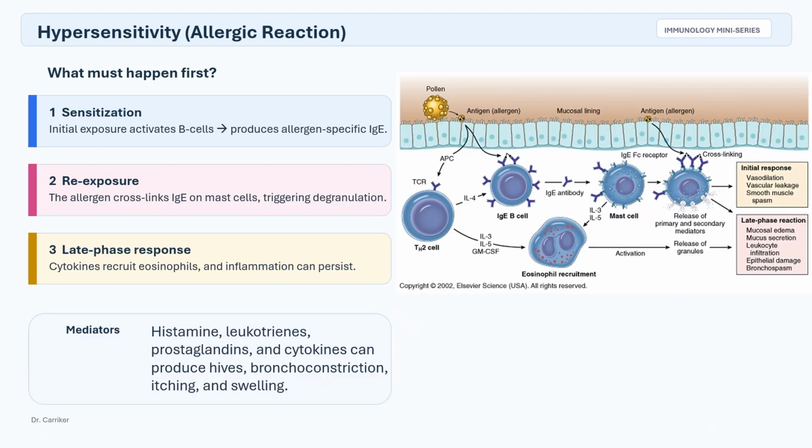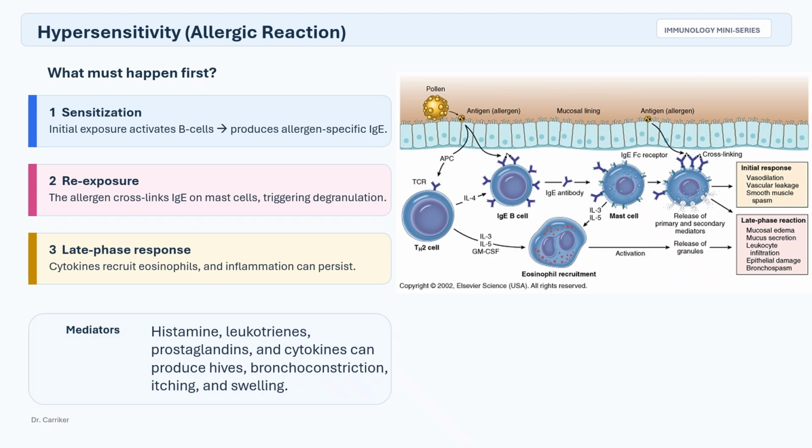Now, this figure does a great job walking us through a hypersensitivity reaction, which is a classic allergic reaction pathway. So let me frame it as a question. What actually has to happen before a person can suddenly break out in hives or have bronchoconstriction or produce an exaggerated allergic response to something like pollen or food?